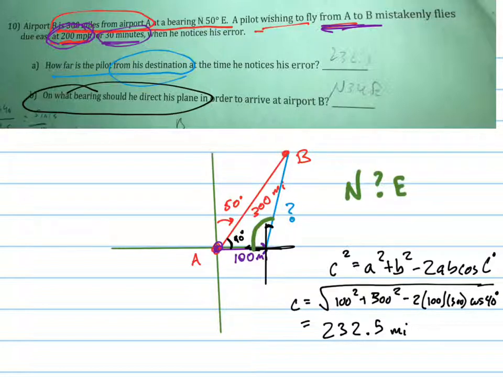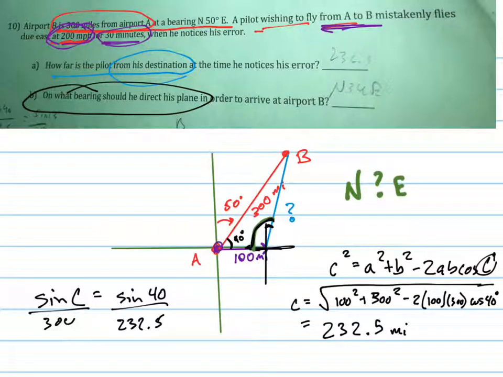So let's go ahead and find that, using the law of sines. The sine of the angle that we don't know, which is C, over 300, equals the sine of 40 over 232.5. It's this angle over here. I guess it would be C, but I used C for something else; it doesn't matter. Then solve that for C.